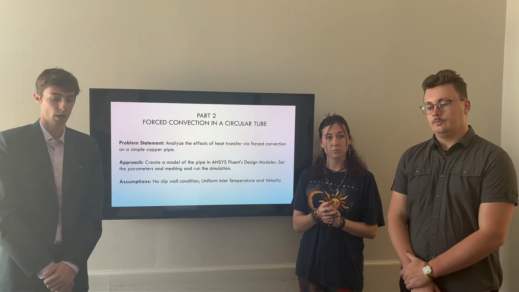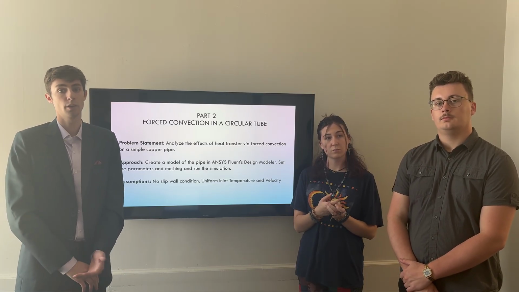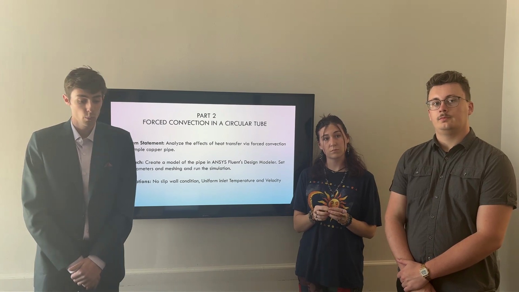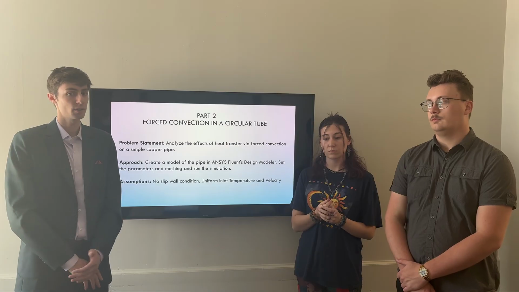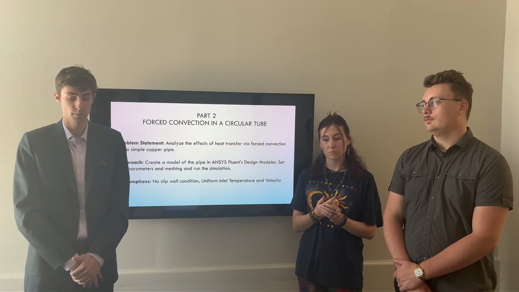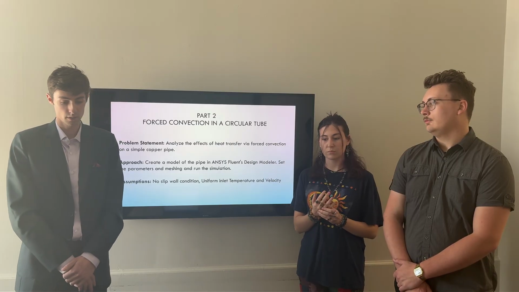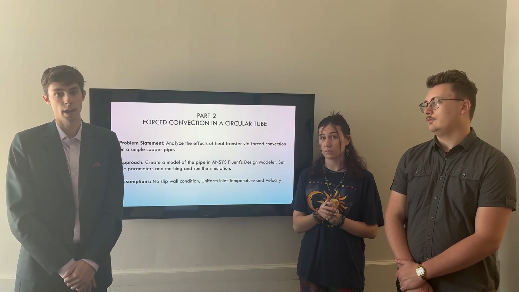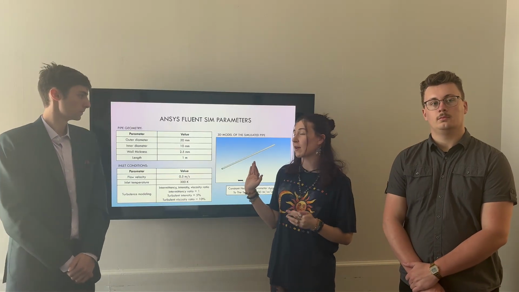For the second part of this project, we were looking at forced convection in a circular tube. We are going to use ANSYS to model this. We will create a simple copper pipe to model in fluid, and we will set some parameters and create a meshing to run the simulation. Simple assumptions that need to be made are the no-slip wall condition, and uniform inlet temperature and velocity. These are some of the parameters that we use for our ANSYS fluid.